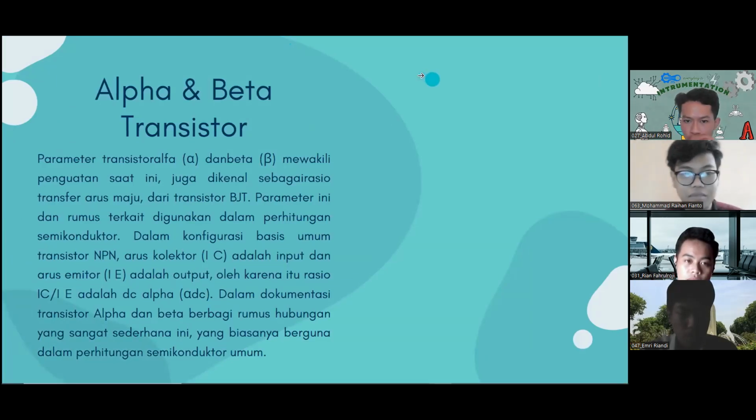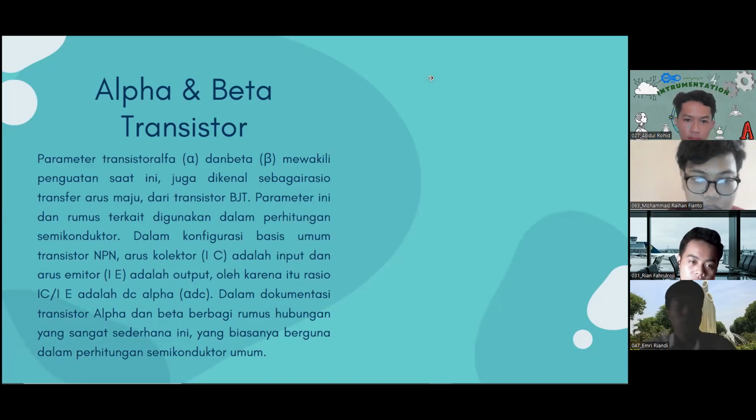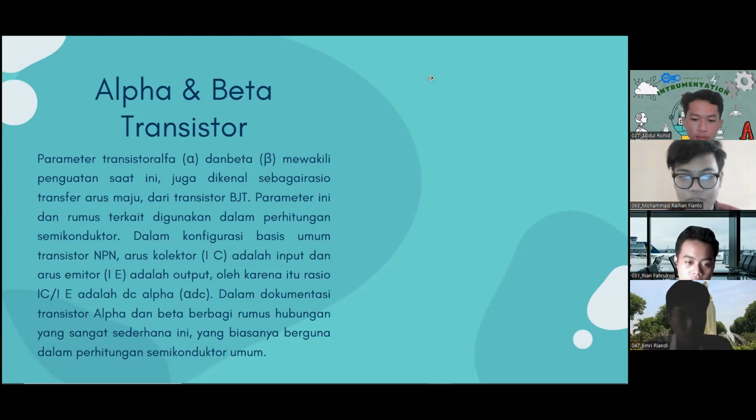Alfa dan beta transistor. Parameter transistor alfa dan beta mewakili penguatan arus, juga dikenal sebagai rasio transfer arus maju, dari transistor BJT. Parameter ini dan rumus terkait digunakan dalam perhitungan semikonduktor. Dalam konfigurasi basis umum transistor NPN, arus kolektor IC adalah input dan arus emitor IE adalah output. Oleh karena itu, rasio IC terhadap IE adalah DC alpha. Dalam dokumentasi transistor, alpha dan beta serta berbagai rumusnya, hubungannya sangat sederhana, yang biasanya berguna dalam perhitungan semikonduktor umum. Next.